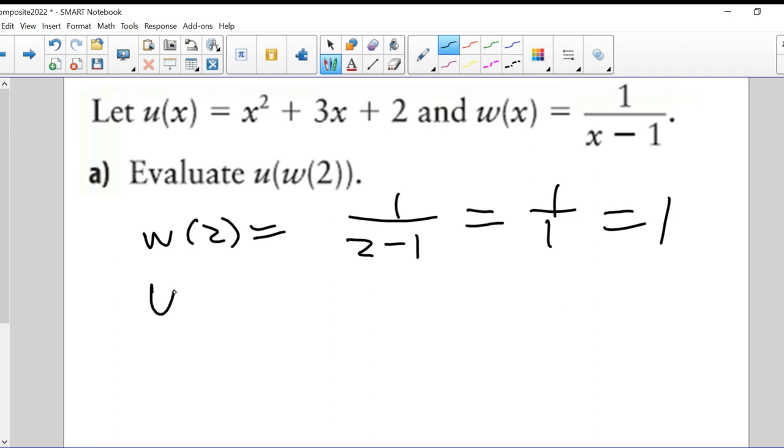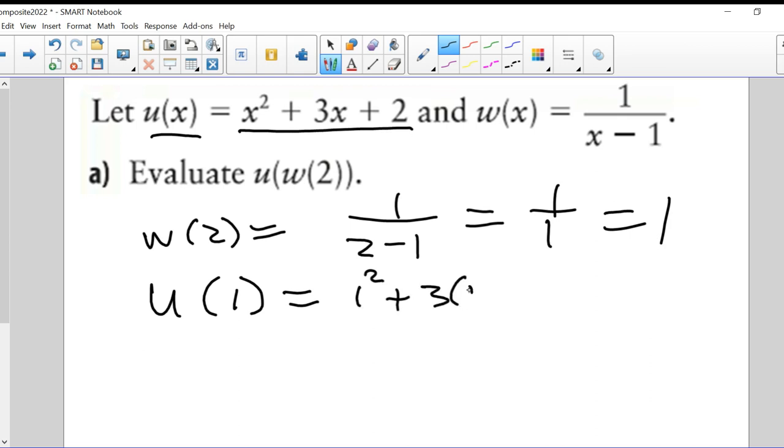Then I'm going to find the u, not of 2 anymore, but of the result of that, which is 1. So I'm putting 1 into the u equation now. And that's equal to 1 squared plus 3 times 1 plus 2. And that looks to me like 6. 1 plus 3 plus 2. Okay, as simple as that.